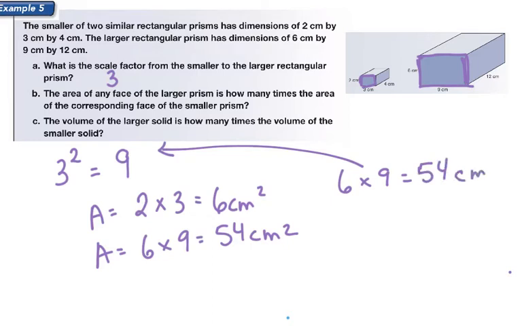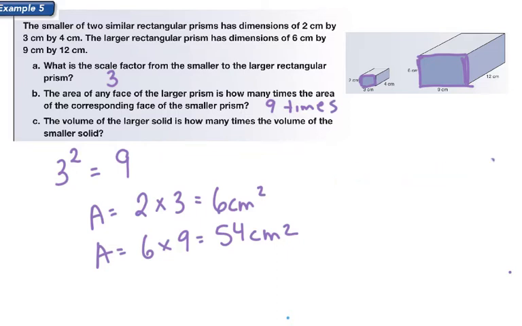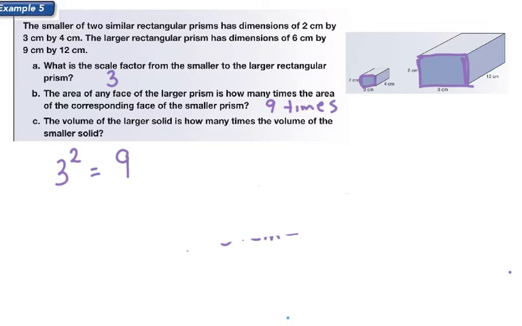So the nice thing about doing that is, say you have two similar 3D shapes, and they want you to compare the area. You only have to find the area of one, and then if you multiply that times the squared scale factor, you find the area of the other shape too. It's kind of cool how it all works together. There's always patterns in math everywhere you look. So it says the area of any face is how many times? Our answer is 9 times, which is 3 squared.